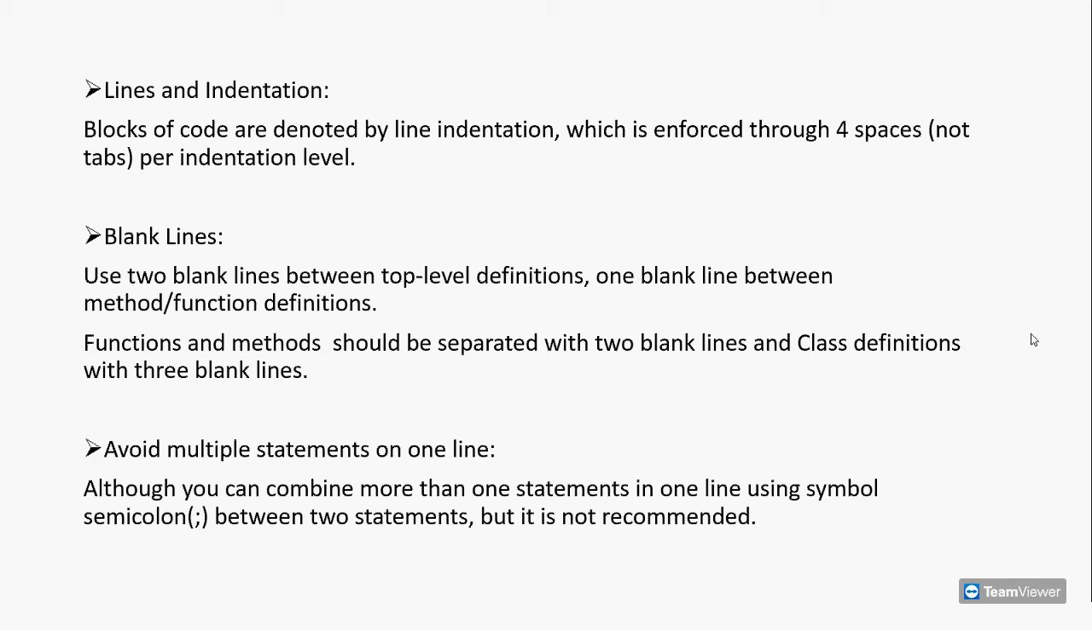The next one is the blank lines. Use 2 blank lines between top level definitions and 1 blank line between method or function definitions. Therefore, the function and method should be separated with 2 blank lines and class definition should be separated with 3 blank lines. We should avoid multiple statements on one line. Although we can combine more than one statement in one line using the symbol semicolon between 2 statements, it is not recommended. It also degrades the readability of a program.